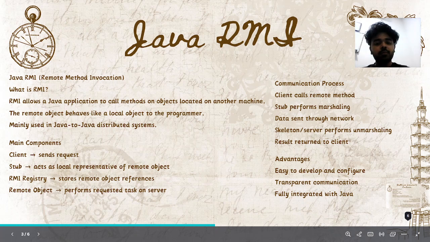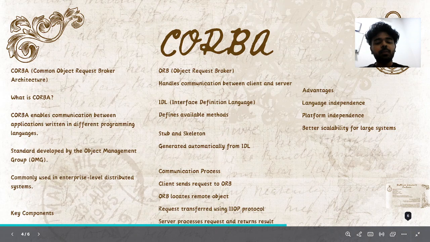So now let's move to Corba. Corba stands for Common Object Request Broker Architecture. Unlike RMI, Corba is designed for systems where different programming languages need to communicate with each other, so they don't necessarily have to use the same language. For example, one can use C++ and the other can be Python or Java, things like that. But Corba still allows all of them to work together.